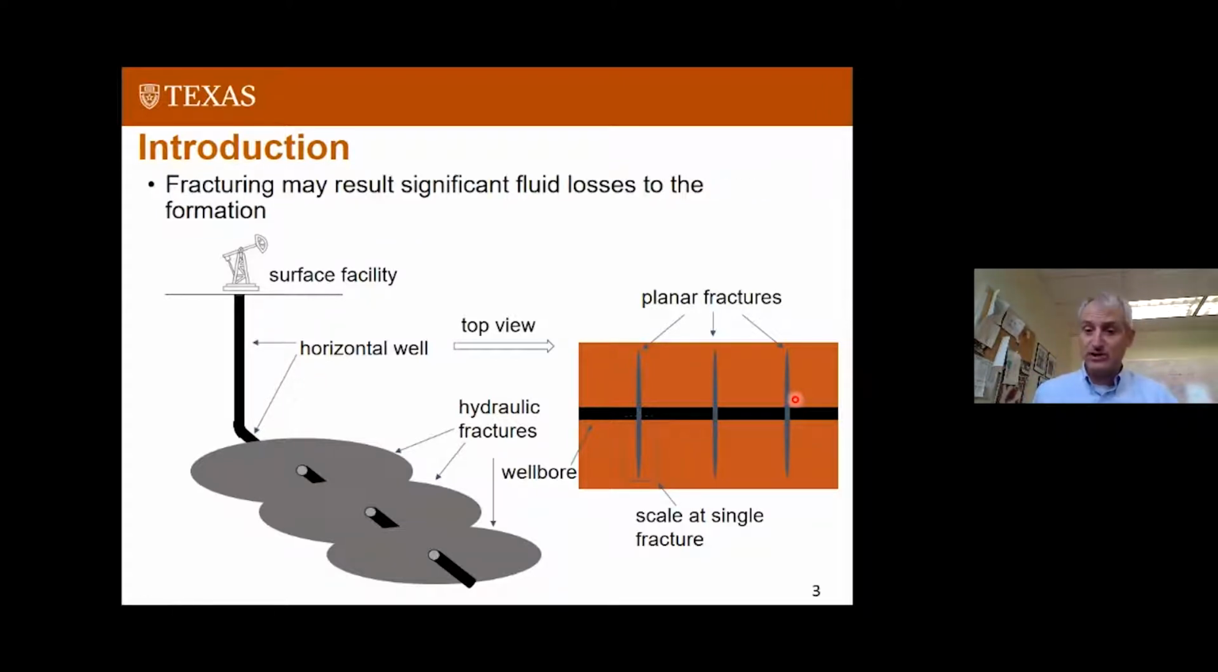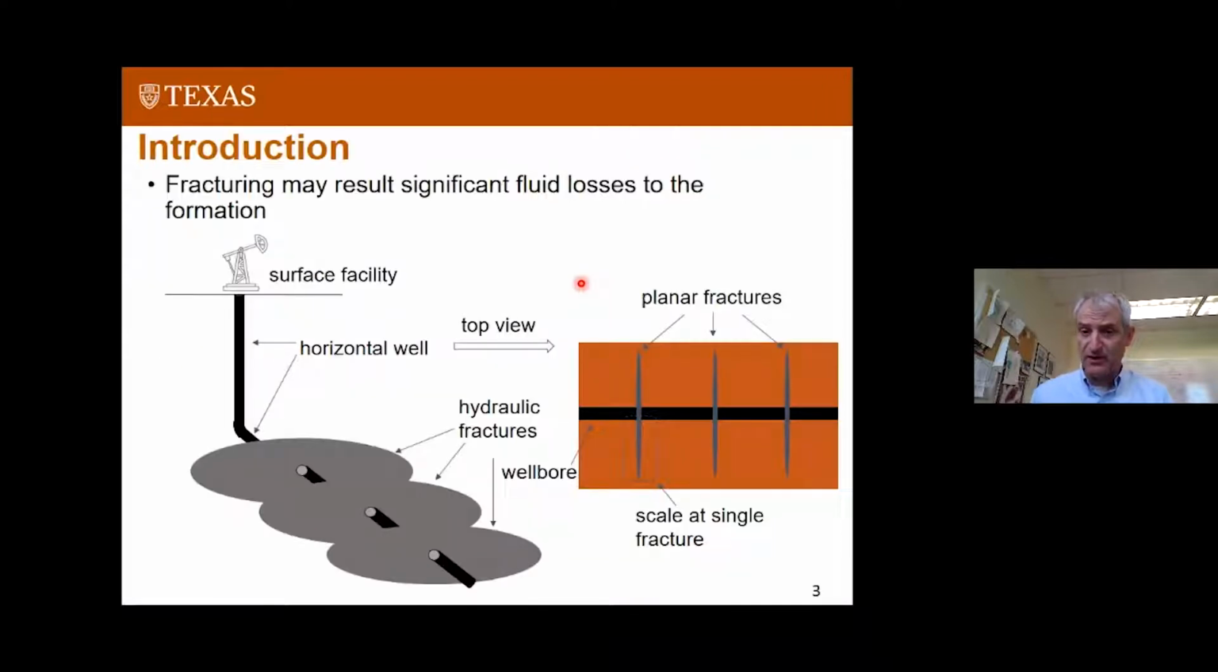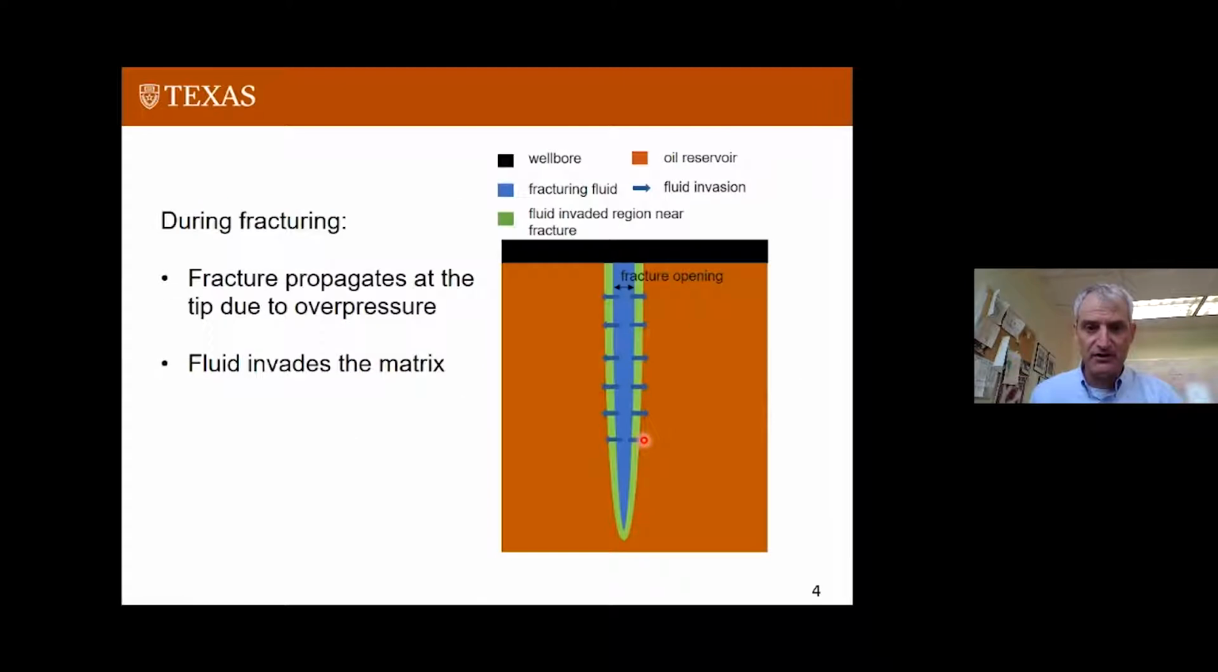Okay. But unfortunately, this fracturing may result in significant fluid losses to the formation. And what happens to this fluid? How does this affect our production? So let me just draw a little picture here. We'll take a little scale in, from one of these big fractures. I'm going to take and blow up this little zone here. It's just one fracture here. Here's the wellbore. Here's the fracture.